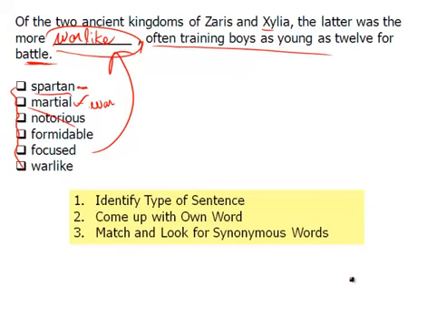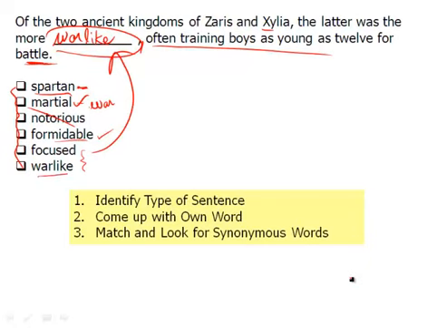Next we have notorious. That doesn't work. Then we have formidable. If something is formidable, it's scary. It fills us with awe and respect, and it sounds like X is definitely more formidable. I mean, they're training boys as young as 12. So we could leave that in the batch, sure. But again, are we looking for a synonym? Can we find a synonym for formidable? That's really what sentence equivalence is about. So let's say we go through here, and there is not a synonym for martial or warlike, but there is a synonym for formidable. Then that would be the answer, even if your own word was warlike.